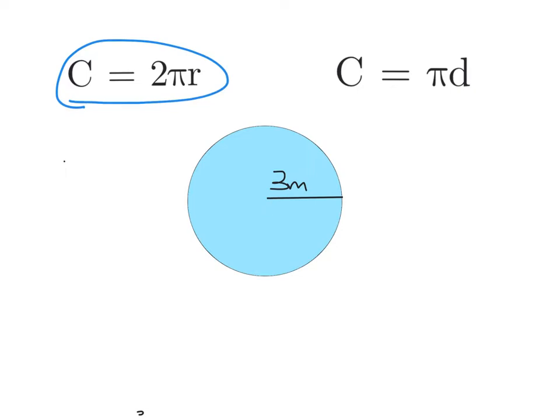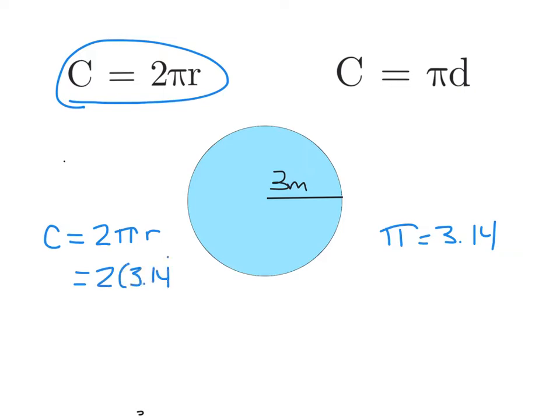So I'm going to start by writing my formula down. C is equal to 2 times pi times r. And for pi, I'm going to use the estimate 3.14. So let's plug in what I know. I have 2. I have 3.14 for the value of pi, and my radius is 3 meters.